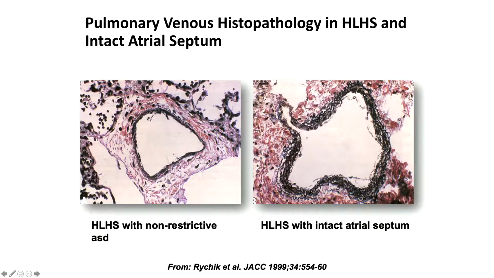This is an HLHS with a wide open ASD, normal appearing pulmonary vein. This is an HLHS with an intact atrial septum, where what's happened is because of elevated left atrial pressures and elevated pulmonary vein pressures, that's damaged the pulmonary veins, leading to what we see here as arterialization of the pulmonary veins, a very thickened wall and elastic laminae, and this results in some of the morbidities and mortalities that we see in some of these neonates.